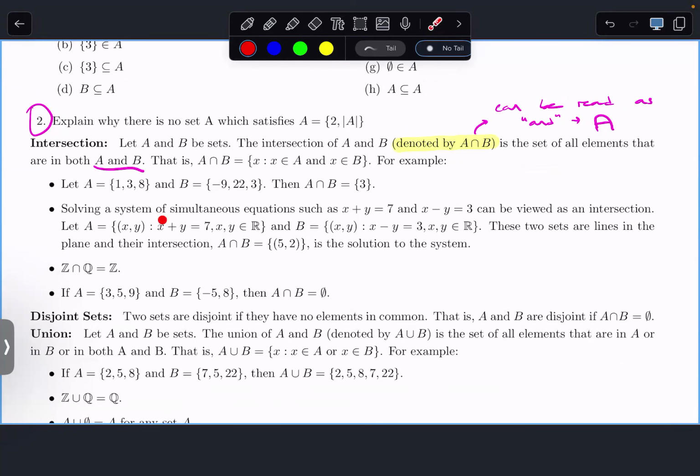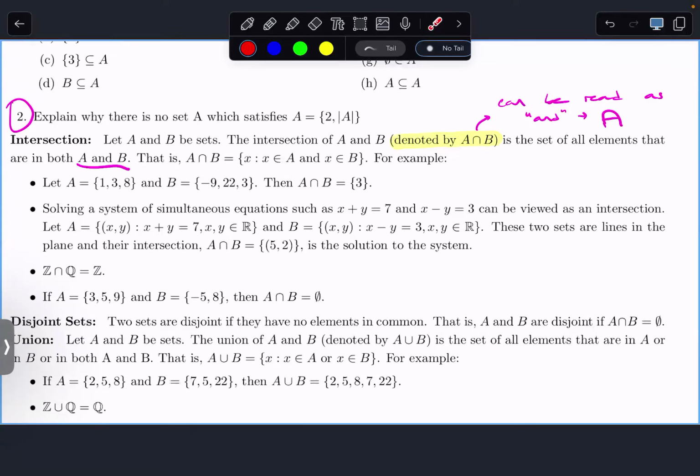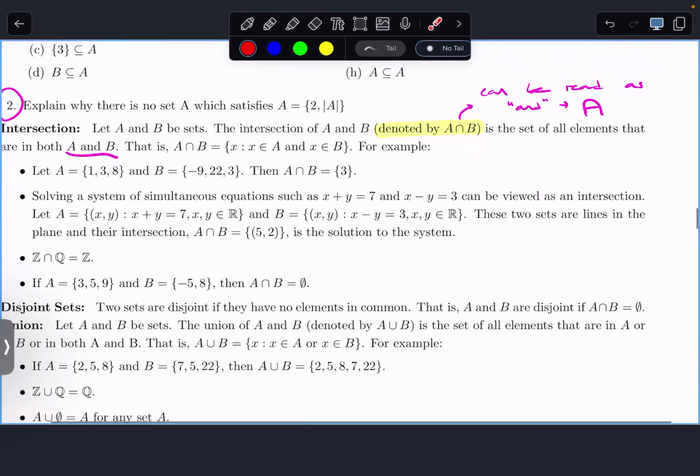If we take it a step further, what if we're solving a system of equations, which we will be doing in, I want to say chapter 5, we'll be solving some systems of equations. Maybe not this, but what if we have x plus y is 7 and x minus y is 3, right? So then if I let A be the set xy, right? So a coordinate where x plus y is 7 and x and y are in the set of real numbers.